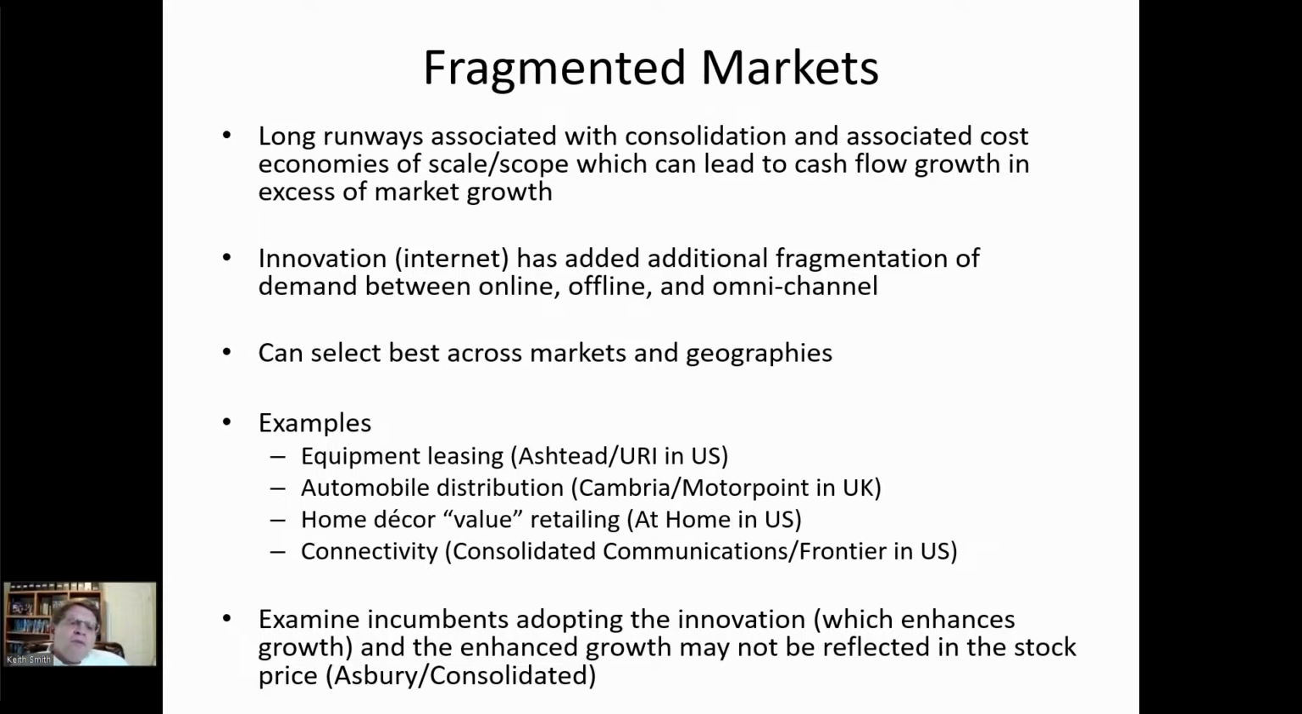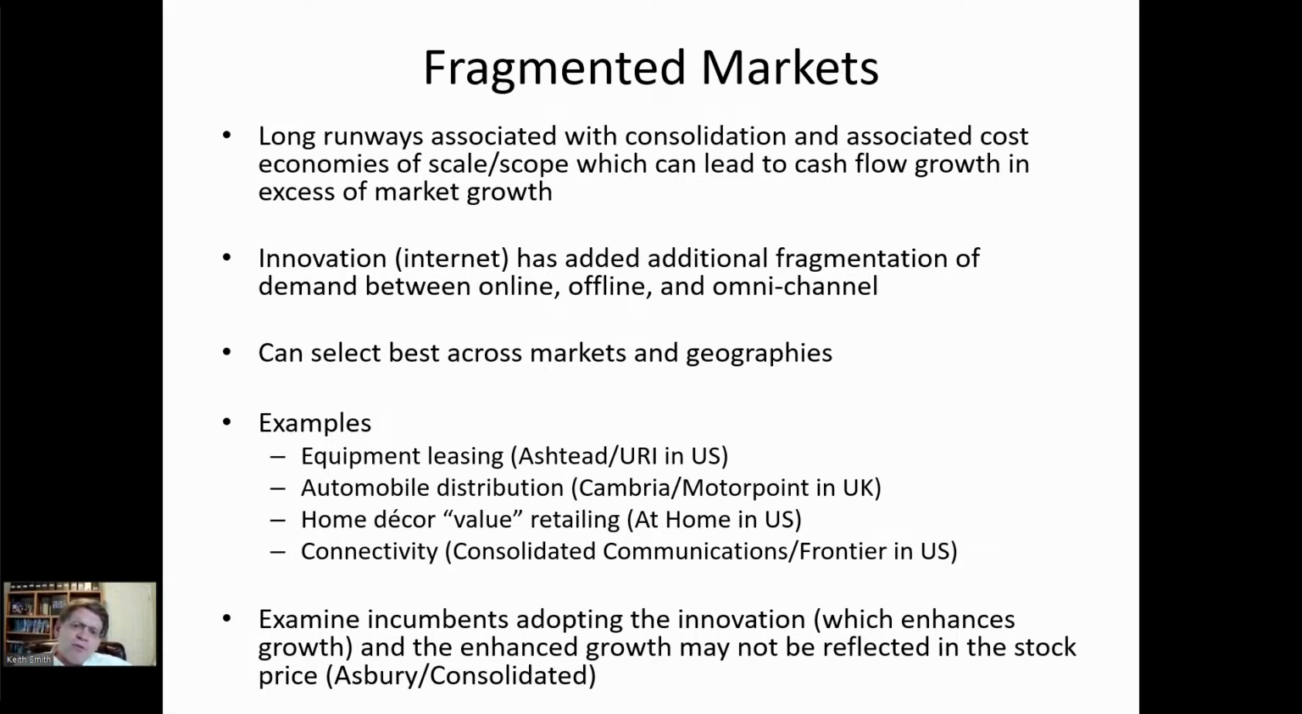The other things we're looking at are examples where we can examine incumbents that are adopting the innovation. For example, in broadband and telecom, they're laying fiber optic networks so you can have very fast broadband connections to everybody. It can enhance the growth, and this growth may not necessarily be reflected in the stock price. We'll take a look at that.